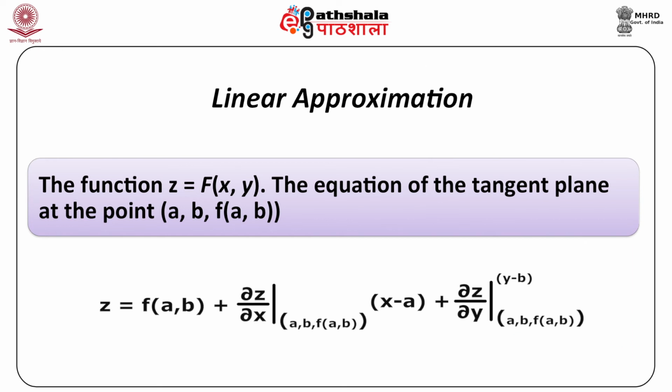Consider the function z is a function of (x, y). The equation of the tangent plane at the point (a, b, f(a, b)) is given by the linear approximation around the given point. Thus, in example 4 above, we have z equal to minus x minus 2y plus 2 around the point (minus 2, minus 1, 2).